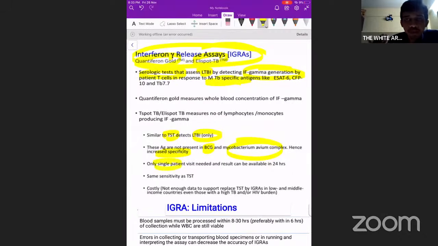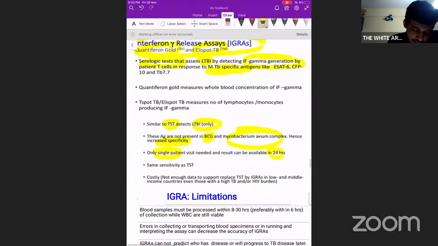We don't have to call back the patient after 48 to 72 hours because it is a blood test and the result will either show as positive or negative. It can be available within 24 hours. That is one more advantage. Okay. Only drawback is it is costly.